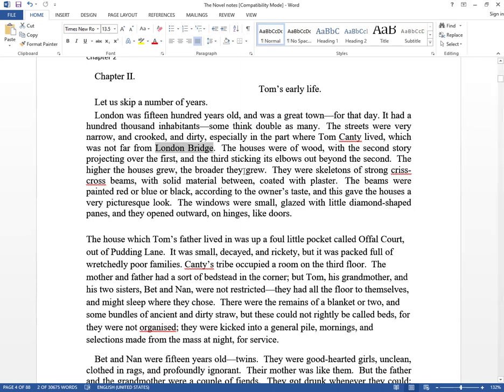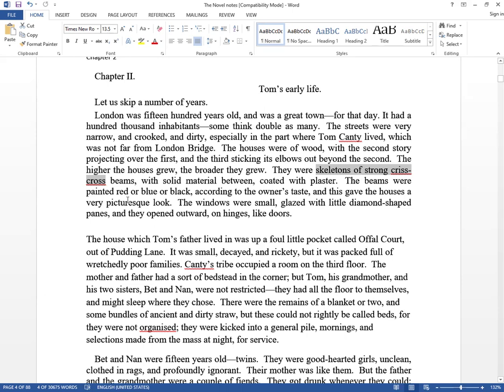And the third, sticking out its elbows. Elbows means parts, out beyond the second. The higher the houses grew, the broader they grew. They become much wider. Broader means wider. They were skeletons, structures. Skeleton means structures. They were structures of crisscross beams. Beams means rafters, wood going here and there. Crisscross with solid material between, and coated with plaster.